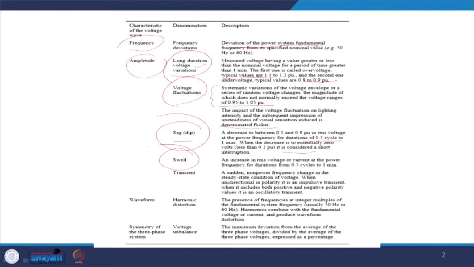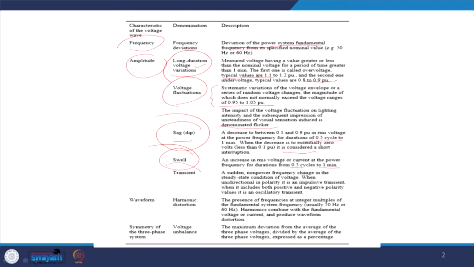In the same way, swell is an increase in RMS voltage or current at the power frequency for a duration of 0.5 cycle to 1 minute. That will fall into the category of voltage swell.